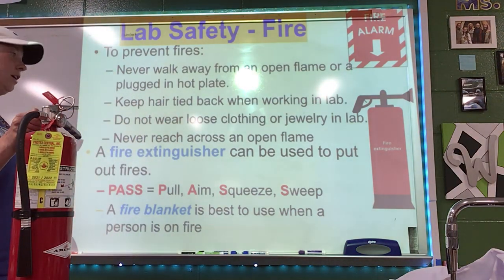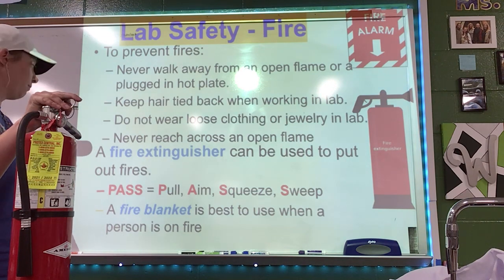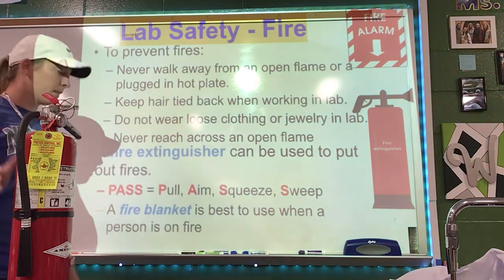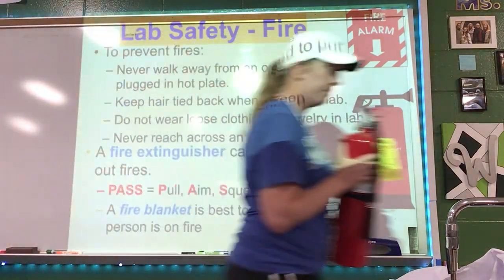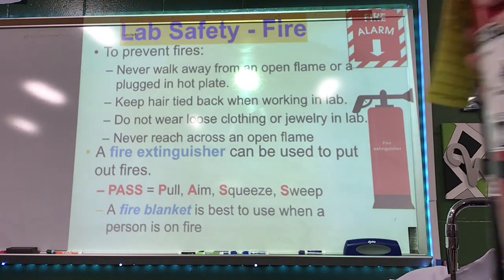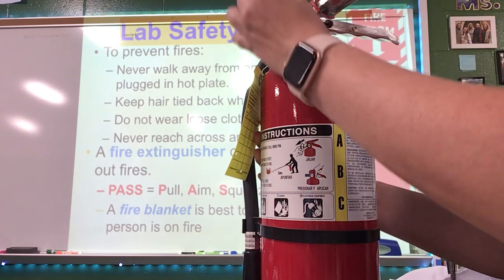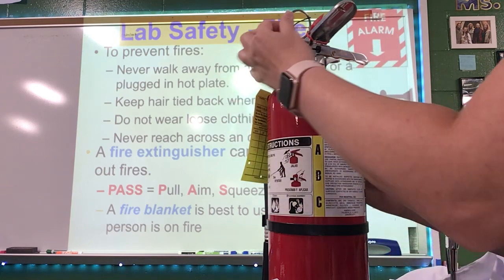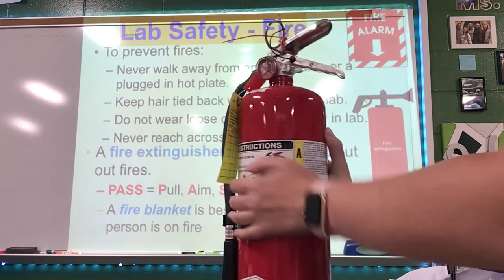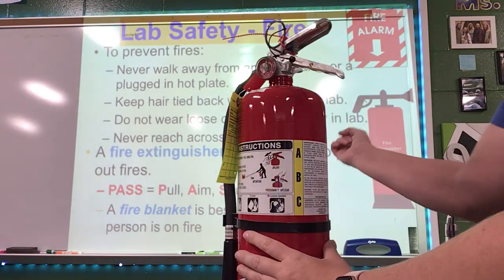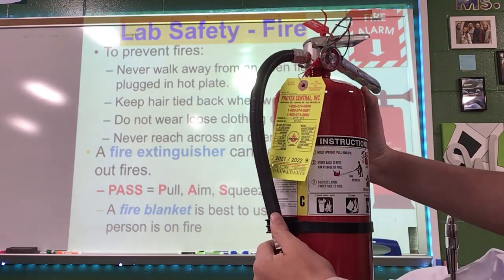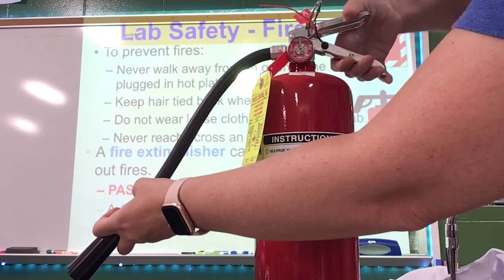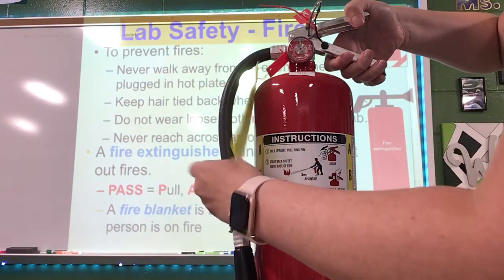With a fire extinguisher, there's an acronym you use to be able to operate it. It is PASS: pull, aim, squeeze, sweep. On the fire extinguisher, there is this pin right here. Right now it wouldn't work because the pin is in. To make the fire extinguisher work, you have to pull the pin, which is P. Then you take the nozzle off, aim it at the base of the fire, squeeze the handle, and sweep. So that's where we get PASS.